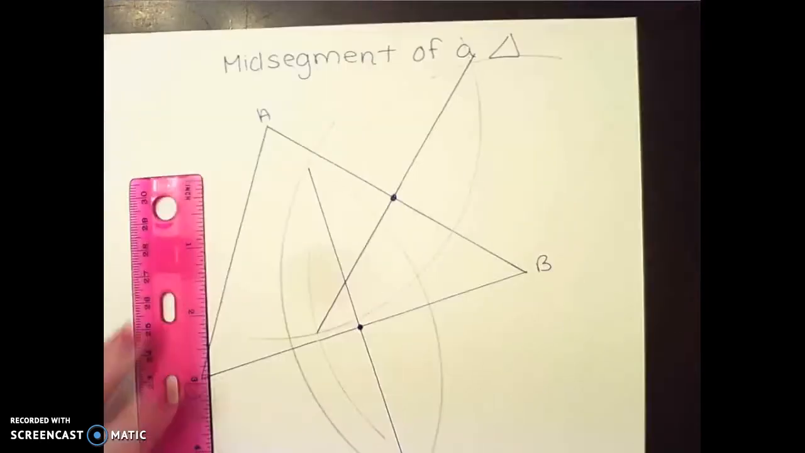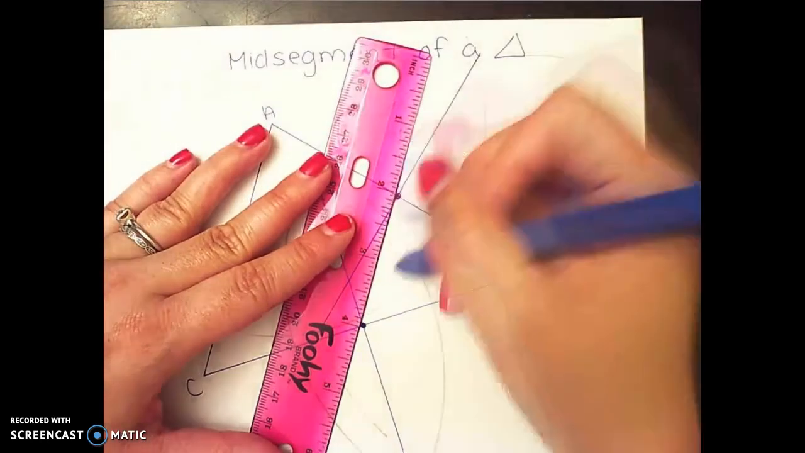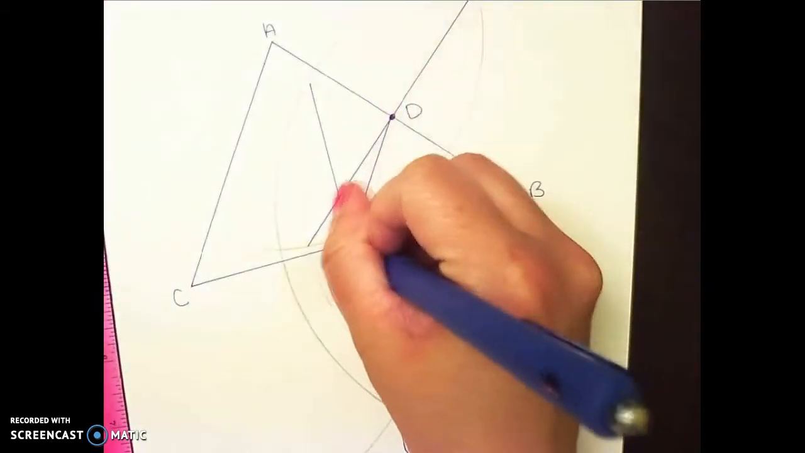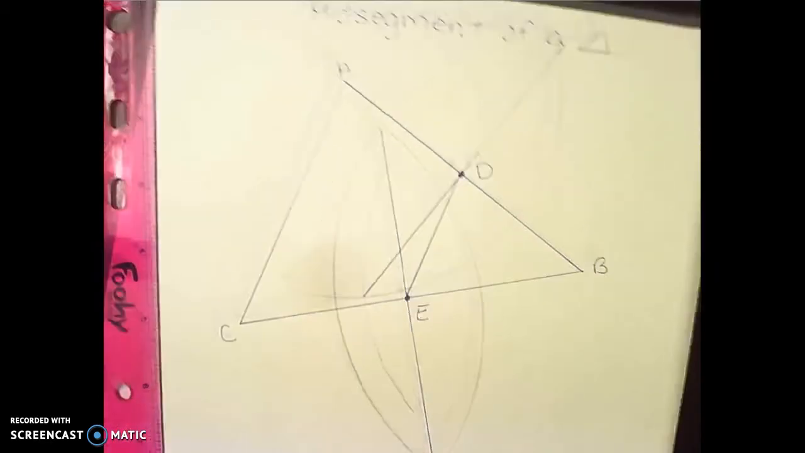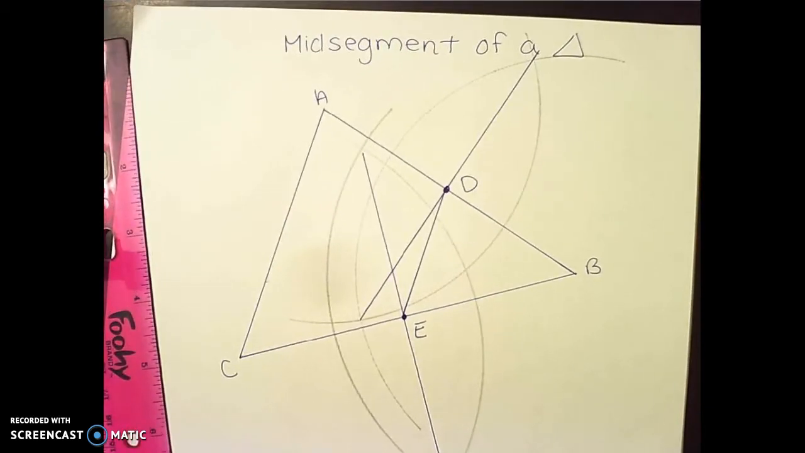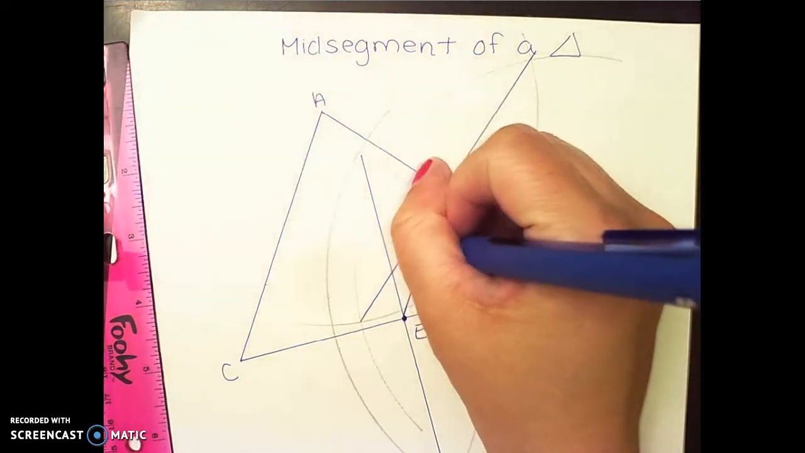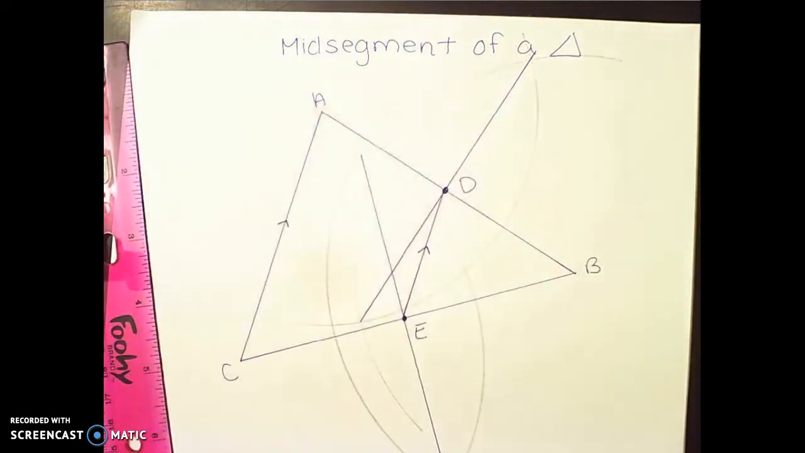So my midsegment is the segment that connects those two midpoints. So we can call that segment DE a midsegment of the triangle. And just a couple things to keep in mind about midsegments. Your midsegment is parallel to the third side of the triangle, and it's also half the length. So your scale factor is either going to be 1/2 or 2.